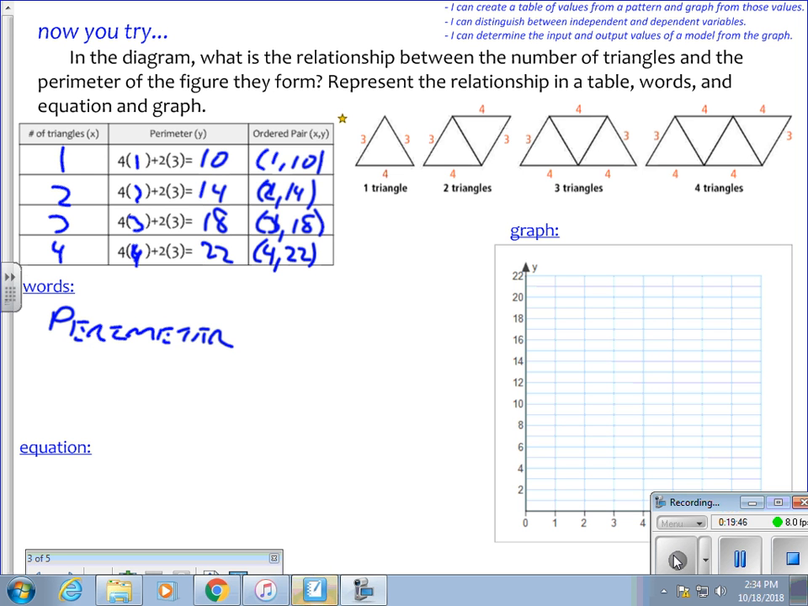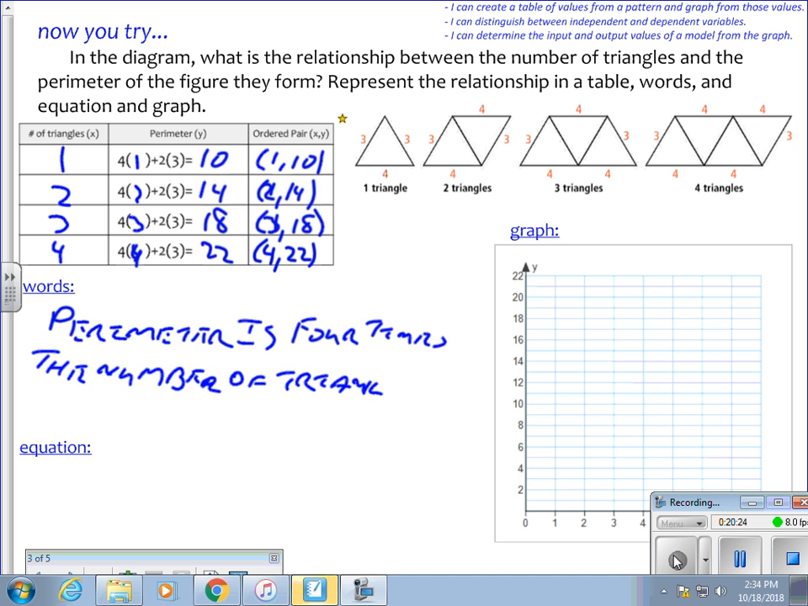4 times 4 is 16. 16 plus 6 is 22. Okay, so, guys, in words: the perimeter is 4 times the number of triangles plus, and what did we add each time? 6.